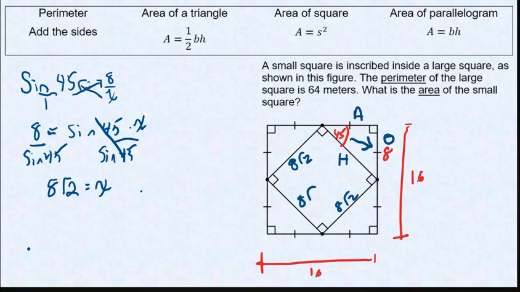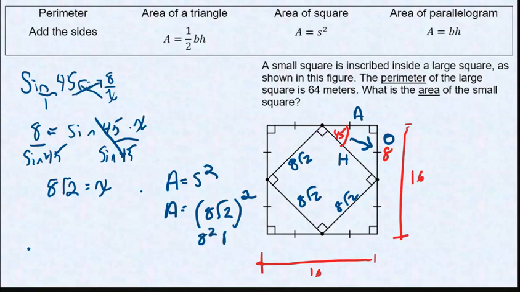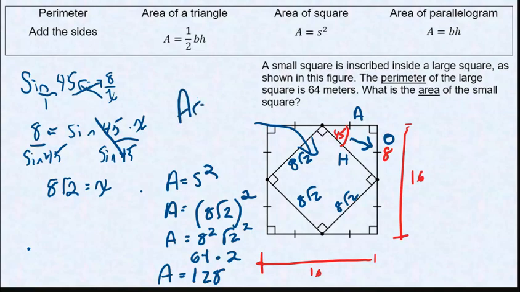Okay, so all I have to do is square that. Once again, the area of a square is side squared, so I'm going to plug that in. 8 square root 2 squared, 8 squared, square root 2 squared. You could skip most of these steps if you're getting more fluid with this stuff. So 8 squared is 64 times 2, which is 128. So that means the area of this square, the area is 128.